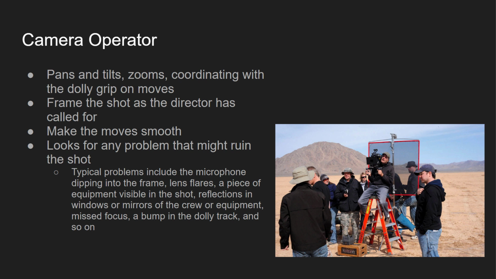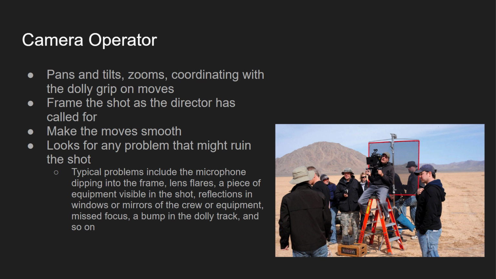They have to pan and tilt, and if there's a zoom lens, they're responsible for zooming it as well. They also have to coordinate with the dolly grip for any moves that might be happening. They have to frame the shot. The director calls for a certain shot, and they have to frame it to be aesthetically appropriate. They need to make camera moves that are smooth and not jerky. They have a definitive beginning and a definitive end. The movement in between the beginning and end is typically very well defined and smooth.